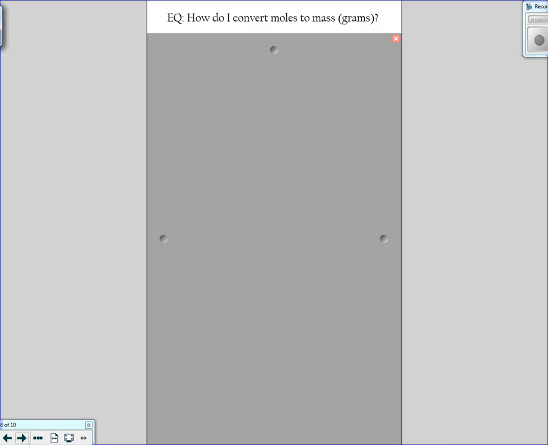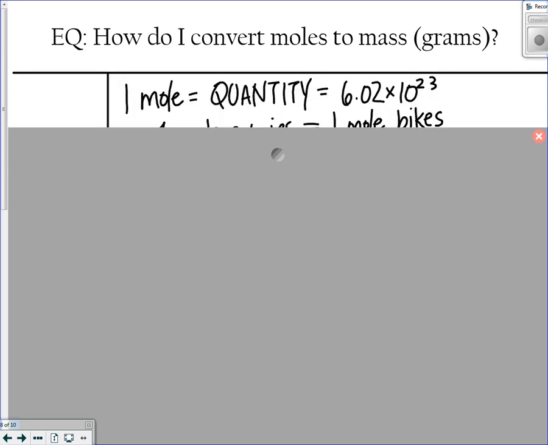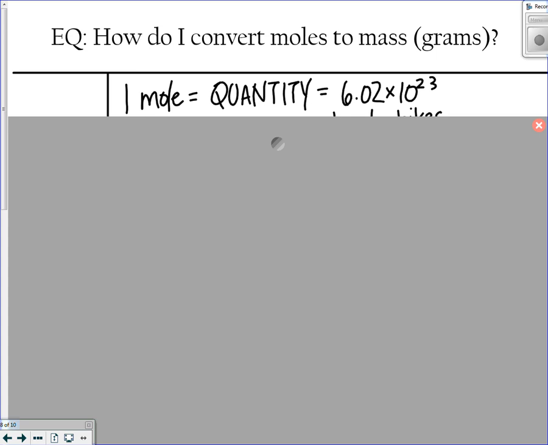Okay, so now that you have the essential questions written down and you're ready to rock and roll with some notes today, let's go to page 55 and we'll talk about how do I convert moles to mass, or converting moles to grams. Just a quick recap of some of the things that we talked about last week with a mole. First thing I want you to remember is that a mole is a quantity, and that quantity is equal to 6.02 times 10 to the 23rd whatevers.